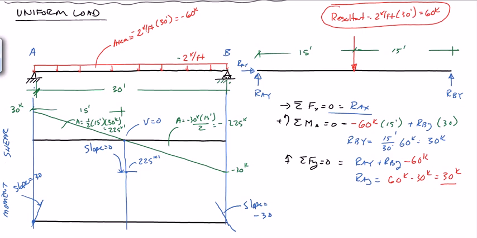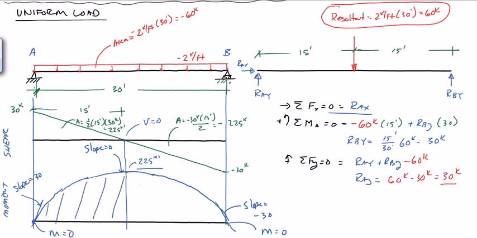So we're going to fit a curve where we start steep, and the slope gets shallower till we end up with a 0 slope, and then it drops off. So our maximum moment is 225. Our moment here is equal to 0, and our moment here is equal to 0. So this is the moment diagram. It's a nice smooth curve. And this is our shear diagram.